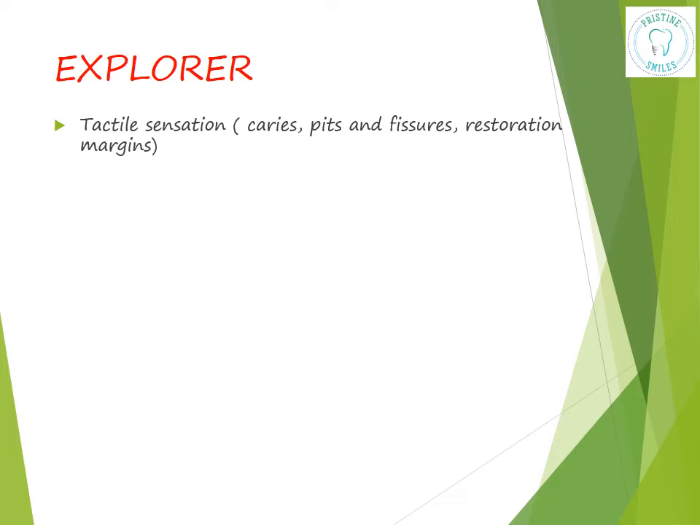One of the most commonly used explorers is the number 23 or shepherd's hook explorer. It gets this name as it resembles the long stick with a curved end that the ancient shepherds would carry to catch sheep. This is used supragingivally to detect occlusal caries and examine the margins of restoration.